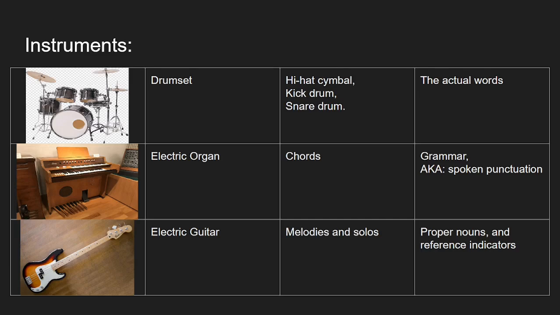The actual words of the language are all represented by the beats of the drum set, while the electric organ represents grammar and grammatical relationships between the words, and the electric guitar represents proper nouns and reference indicators.